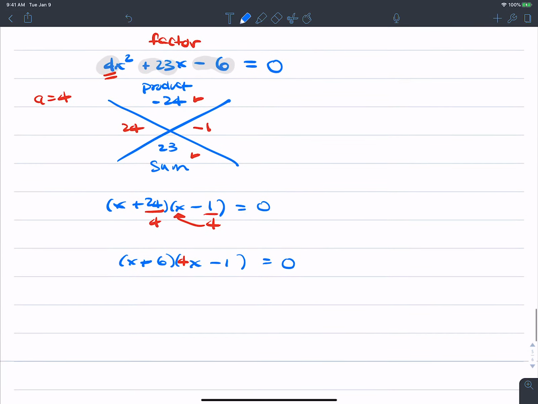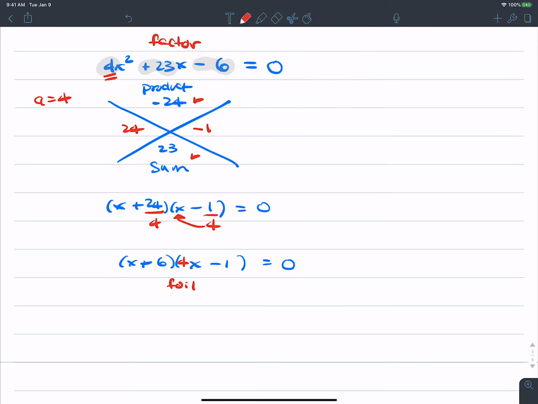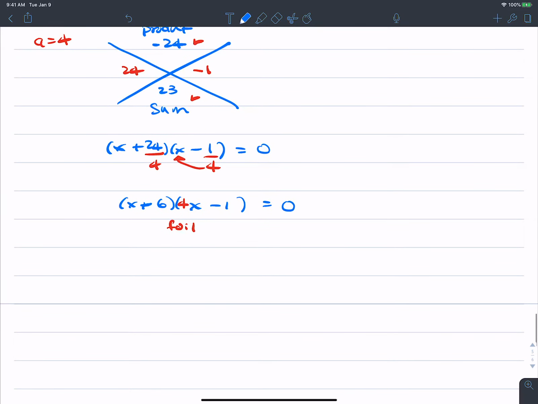Now don't forget that this is going to equal 0. You can always double check again by FOIL. Just simply multiply mentally. x times 4x is 4x squared. Positive 6 times negative 1 is negative 6. And 6 times 4x is 24x. And then x times negative 1 is minus x. So that's 23x. So we did factor okay. Good. Now we use the zero product rule. This product is going to equal 0. So we get x plus 6 is 0, and 4x minus 1 is 0.